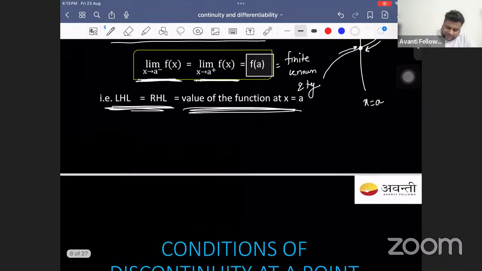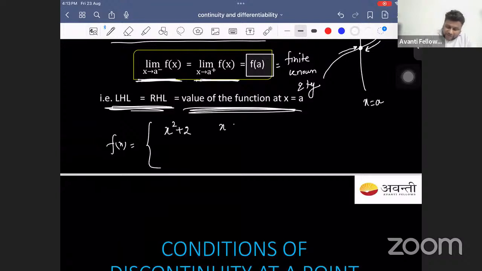Like if I write a very simple function, f(x) equals to x square plus 2 if x is less than 2. At x equals to 2, it is lambda. If x is more than 2, it is 4x minus 2.